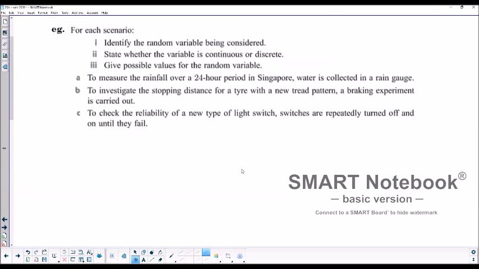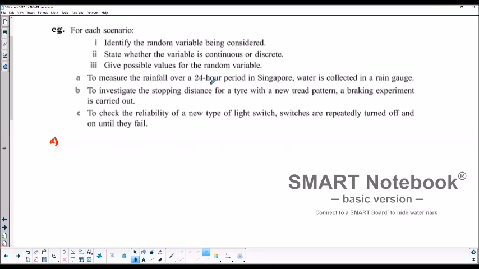So we've got a scenario here where we've got three scenarios, right? And we want to identify the random variable being considered. So what exactly are we talking about? The random variable being considered is not x or y or whatever it may be. It's actually what we're considering in each of these scenarios. Then we talk about whether it's continuous or discrete. So is it counted or is it measured? And then we want to give possible values for the random variable. These will be values that are possible. There's no right or wrong answer per se, and you'll see this in a second.